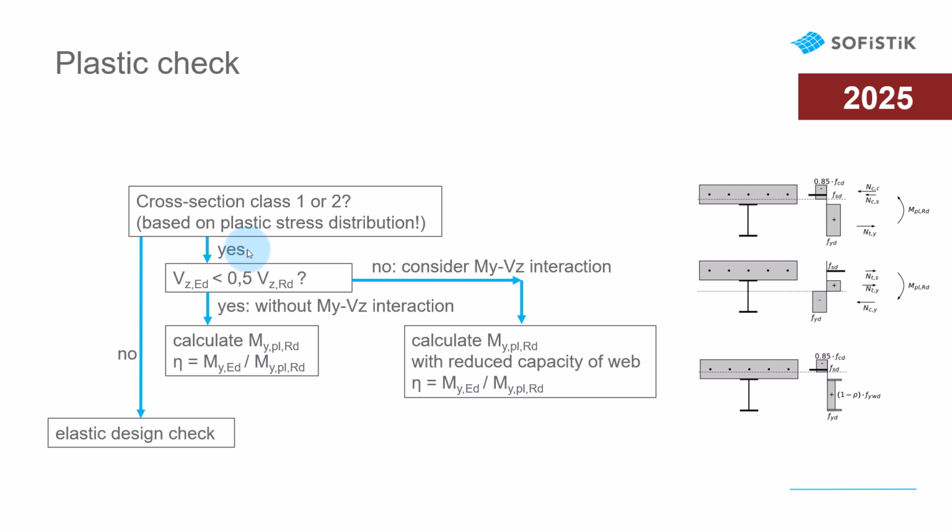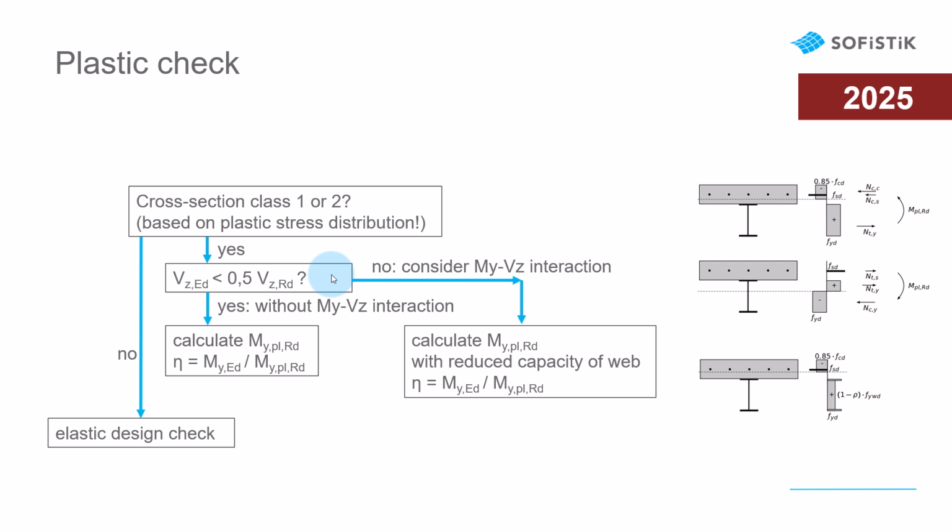So the first step is that we check the utilization of the shear resistance. If this utilization is below 50%, then we do not have to care about the interaction between bending and shear. So we can directly calculate the plastic resistance of the section based on the plastic stress distribution and compare this resistance against the acting bending moment.